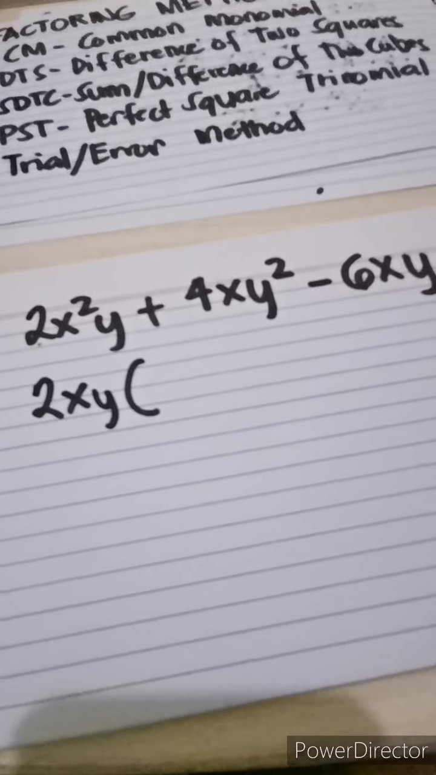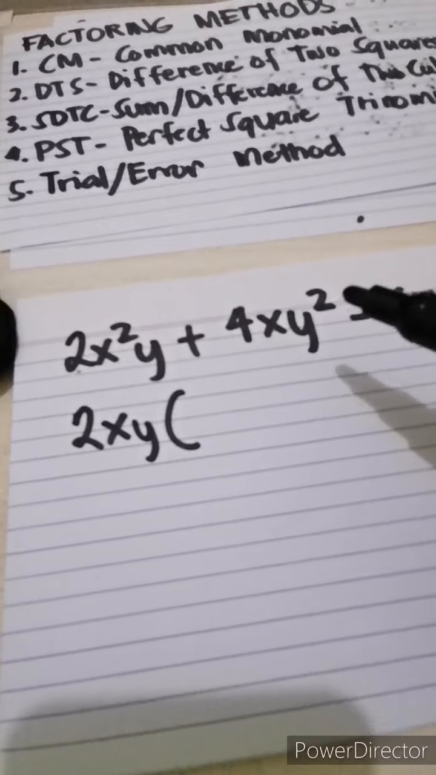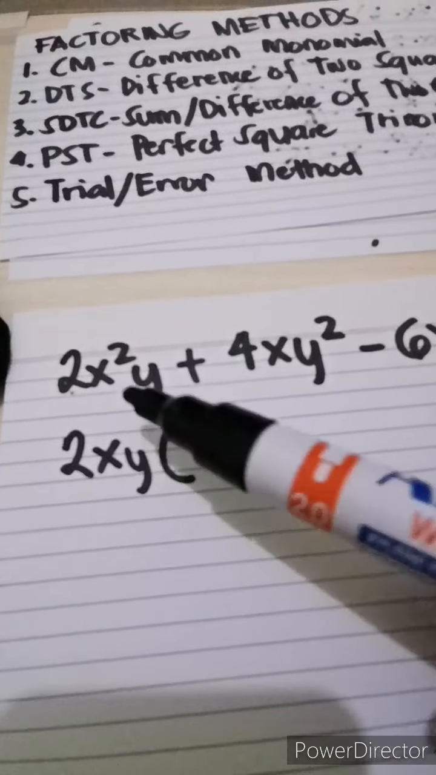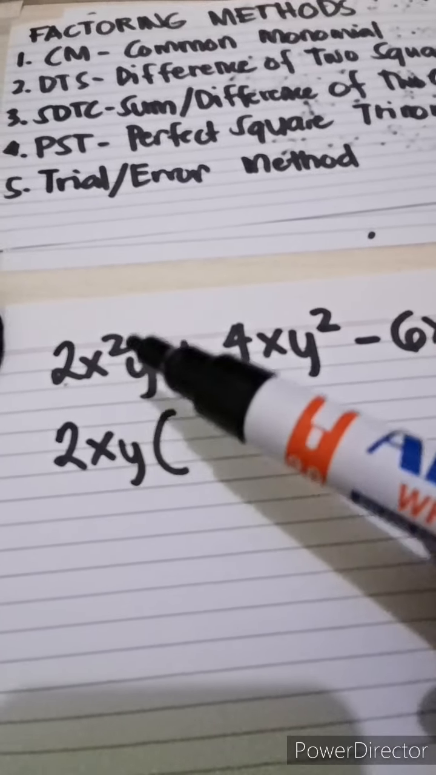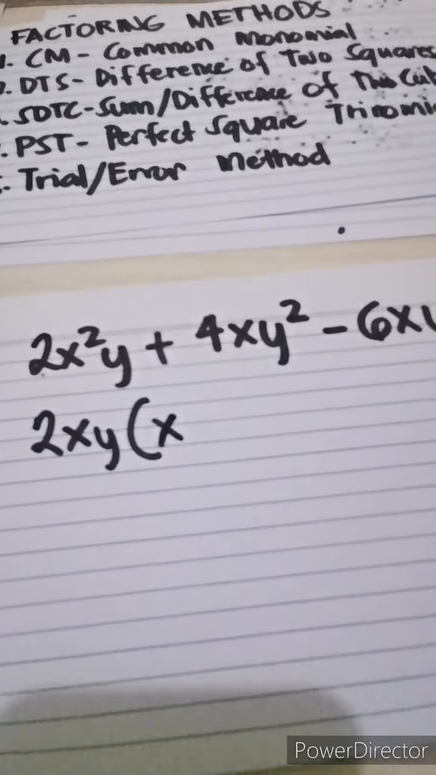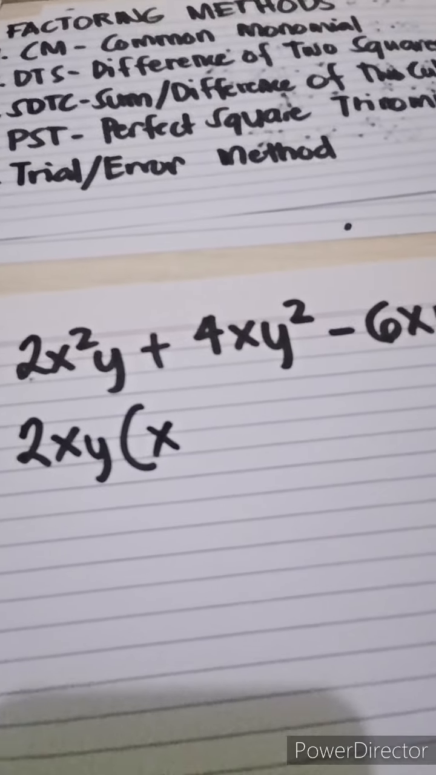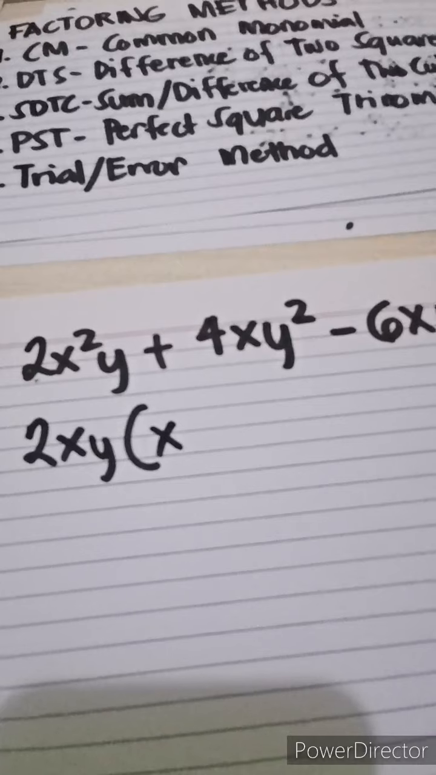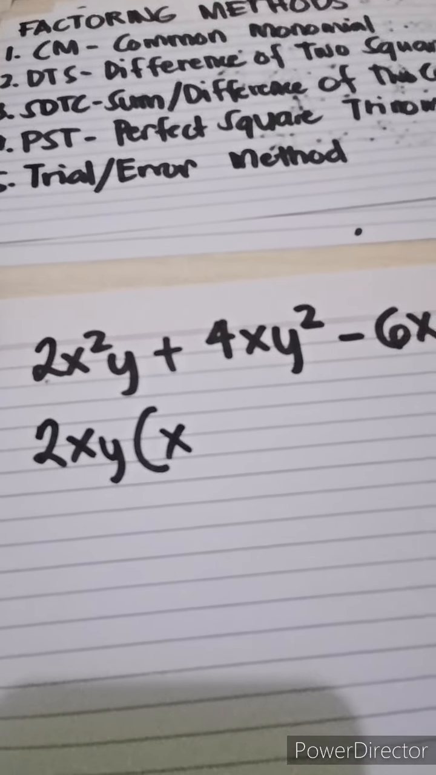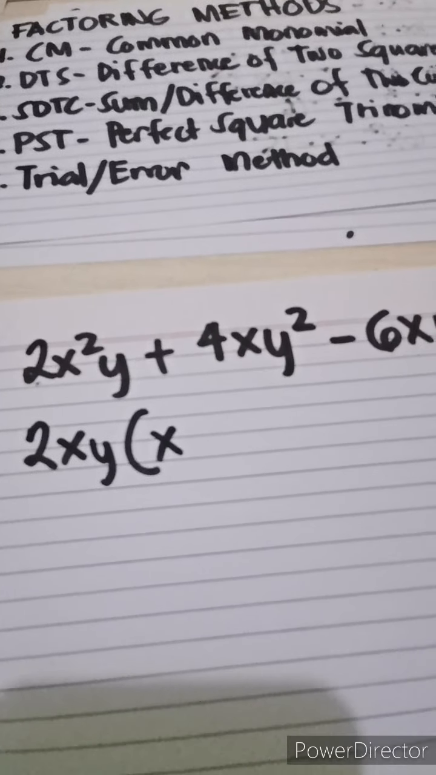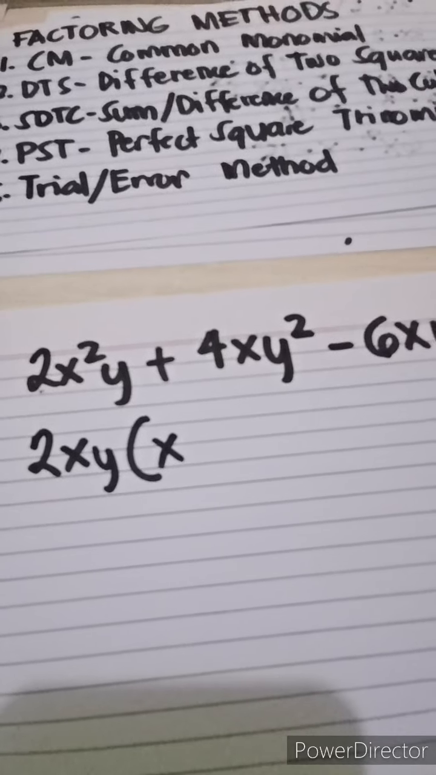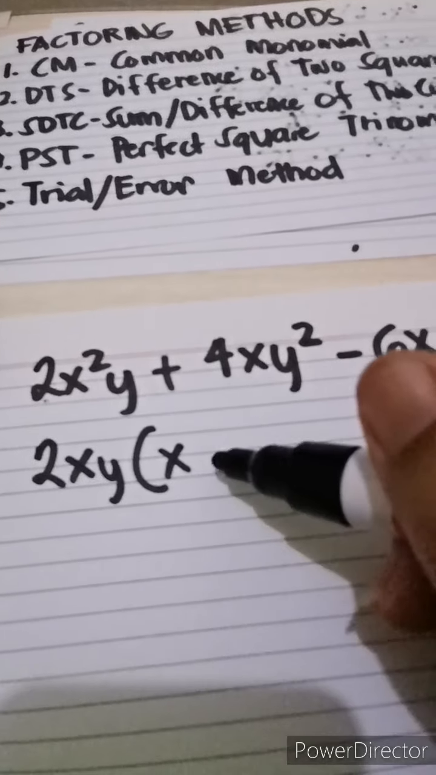Common monomial. Ibig sabihin, hahanap tayo ng common na monomial na i-divide natin doon sa mga terms ng polynomial na given. So, we will start dividing 2x squared y by 2xy. 2 divided by 2 is 1. X squared divided by x. Based on the rules of exponent, kapag nag-divide, mina-minus lang natin yung exponent niya. So, 2 minus 1 is 1. And then y divided by y is equal to 1. So, ang naiwan na lamang is the value of x.